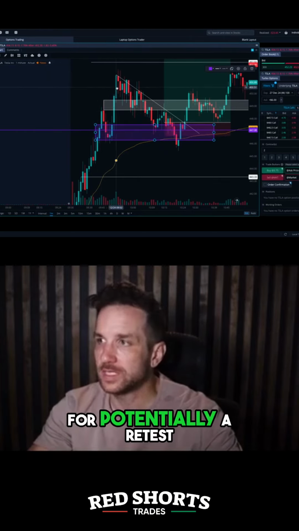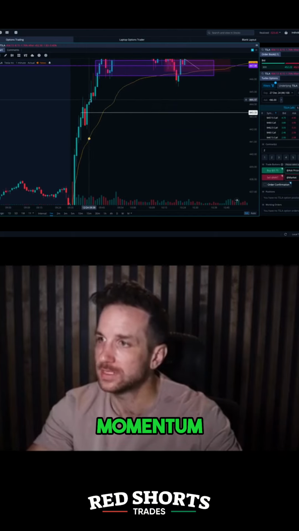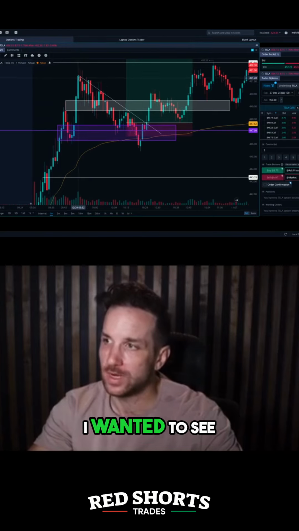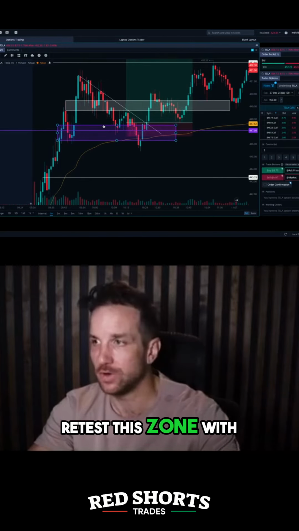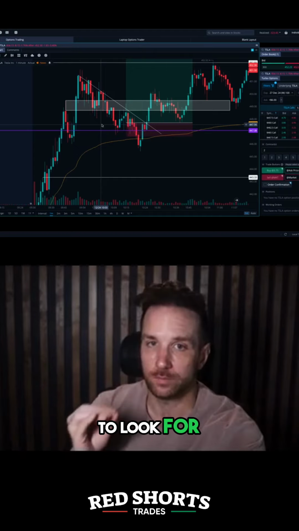So I was looking for potentially a retest for continuation, again, taking into account key push, momentum, higher time frame break. We already broke the flag. We're continuing to push up. I wanted to see it come back, retest this zone with proper price action before I jumped in, because that's the third piece that we need to look for, price action.